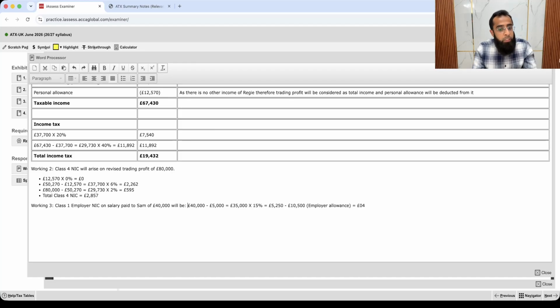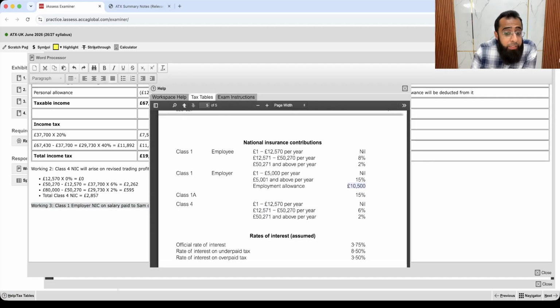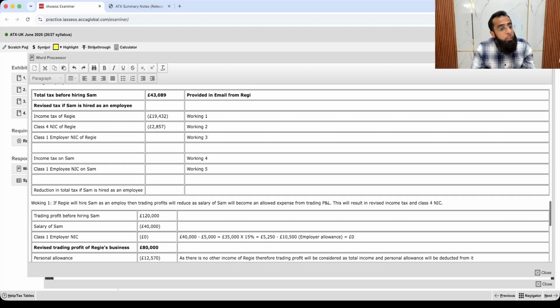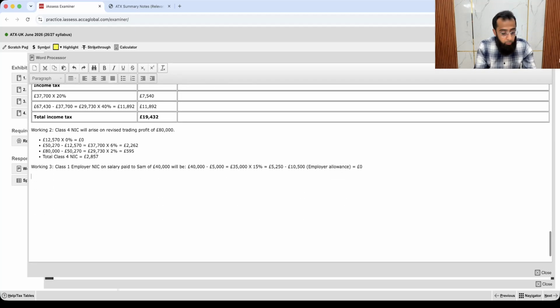Will be how much? 40,000 minus 5,000 is 0% band. On 35,000, you apply rate of 15%. That gives class 1 employer NIC of 5,250, but that is covered in the employer allowance of £10,500, and it's given in the tax table also. Done. So the class 1 employer NIC is £0. But now, when the salary will be paid to Sam, automatically income tax will arise on Sam also, and Sam will also have to pay class 1 employee NIC. So what will be the income tax on Sam?